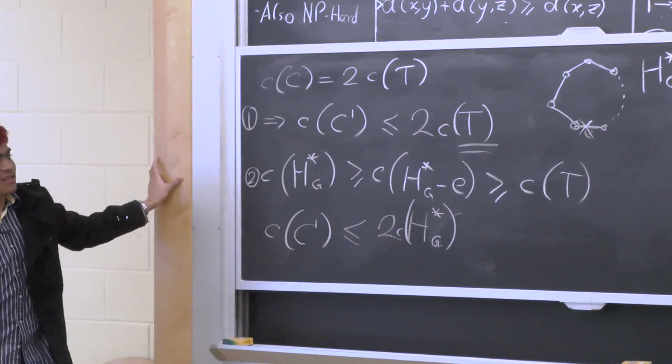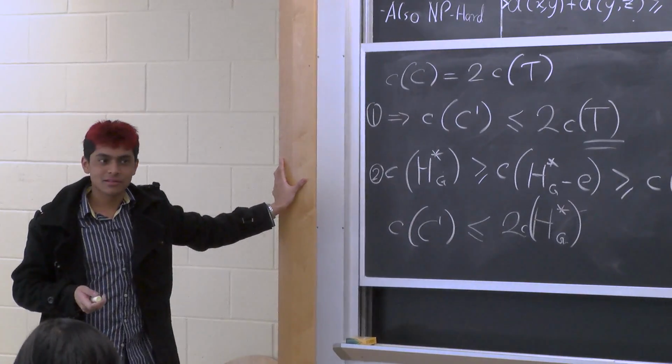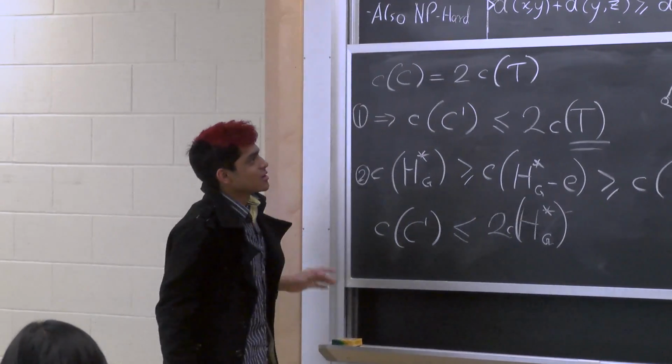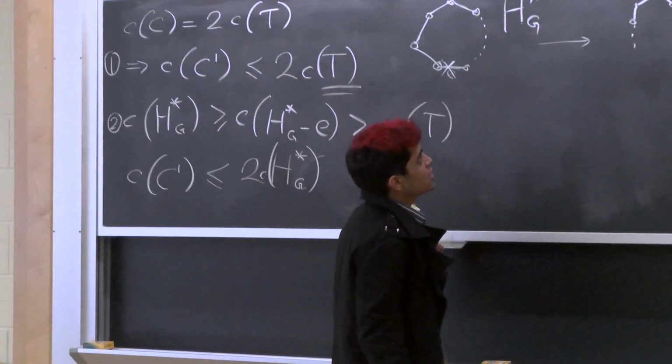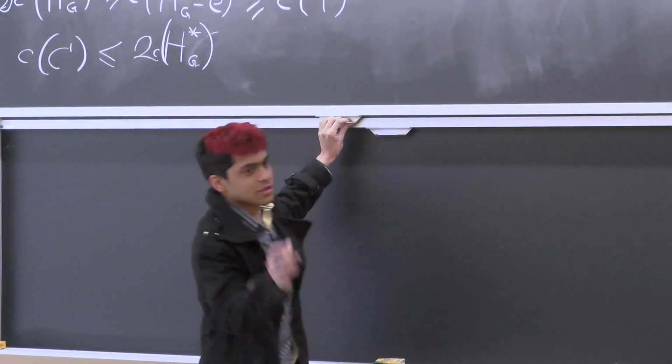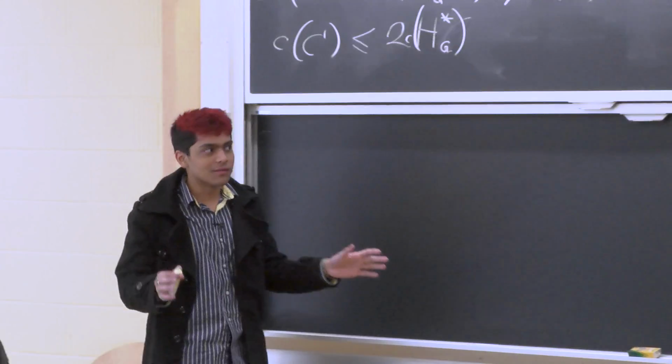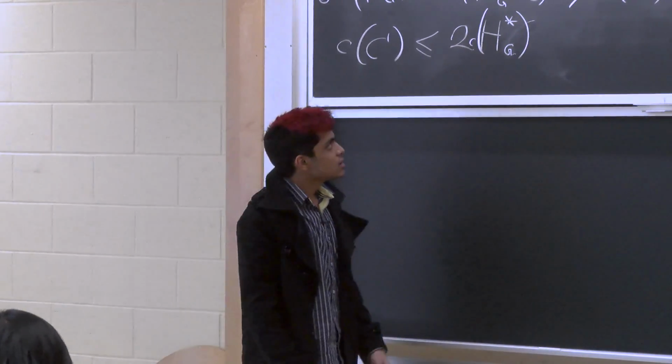So does that make sense? Yeah? Okay. So that was a 2 approximation. That was pretty straightforward. You just constructed a spanning tree, you did a DFS traversal, removed duplicates, and you have a nice path. But okay, let's just leave it down.